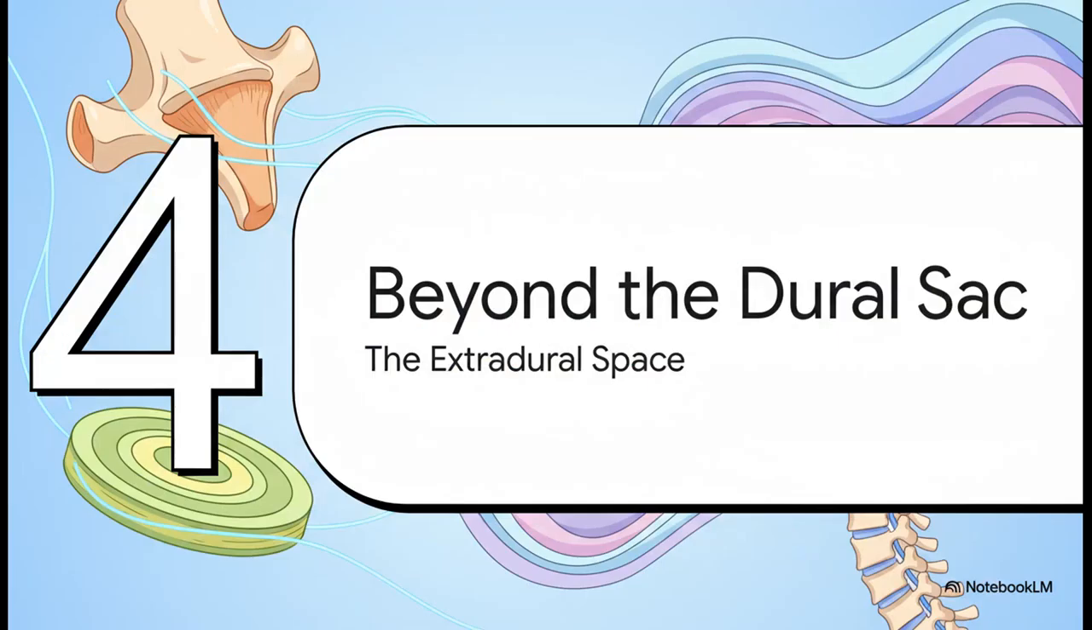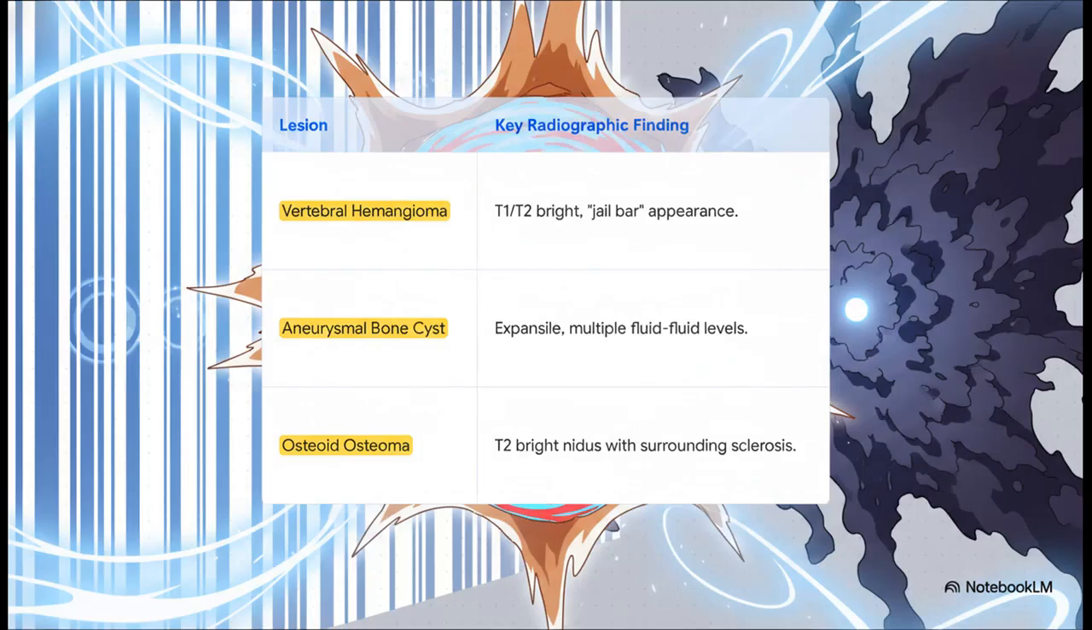Our investigation now moves to the third and final location, the extradural space. So here, we're looking at stuff that's coming from the vertebrae themselves, the discs, and all the tissues outside of that main dural lining. 3 common players out here have really distinct looks. A vertebral hemangioma. The most common benign tumor you'll see here is often bright on both T1 and T2 and has this classic jail bar or corduroy pattern.